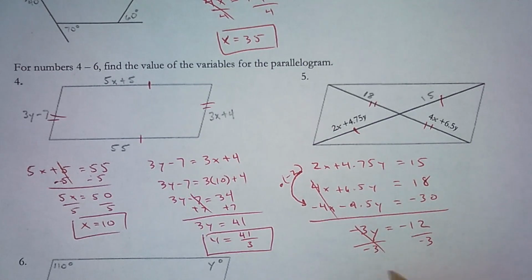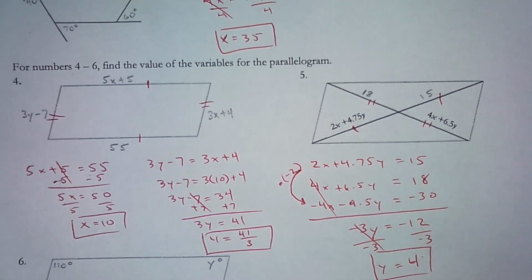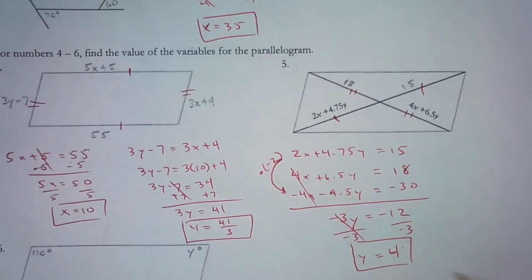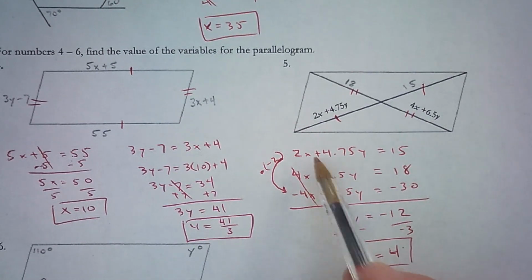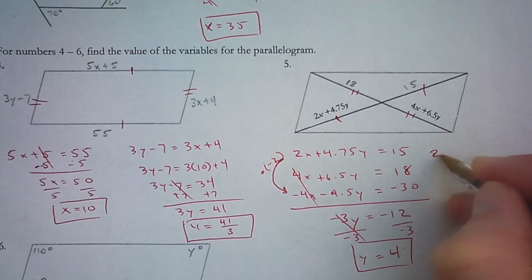And I can divide both sides by -3. -12 divided by -3 is +4. So there's my value of y. Now I can plug that value of y into either of these two original equations. I'll do this top equation here.